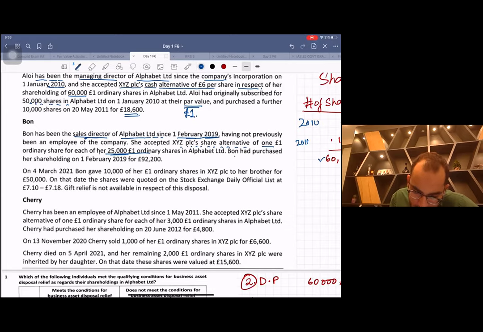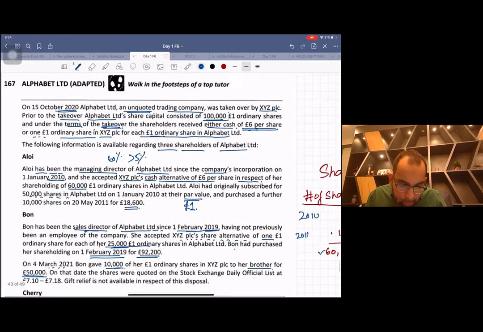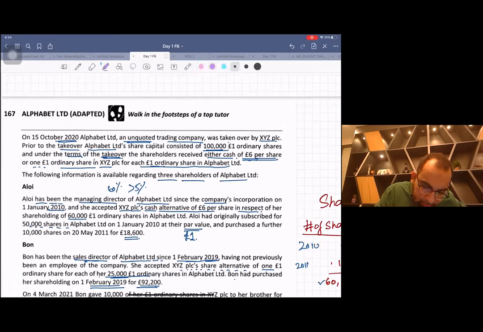Bond had purchased her shareholding on 1st Feb 2019 for 92,200. Now, on 4th of March 2021, Bond gave 10,000 of her ordinary shares in XYZ PLC to her brother for £50,000. This is a separate story. Wait, first of all, listen, this is 1st February 2019. And when did you get this deal? This deal happened on 15th October 2020.